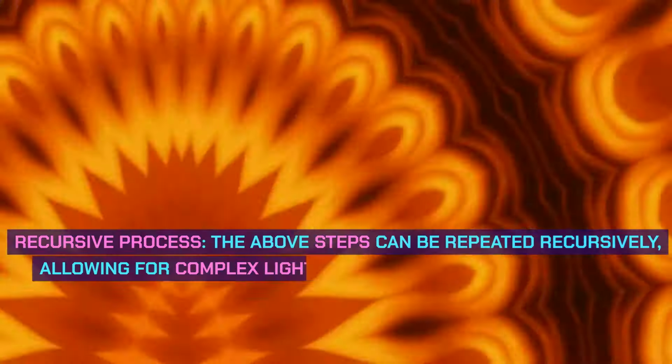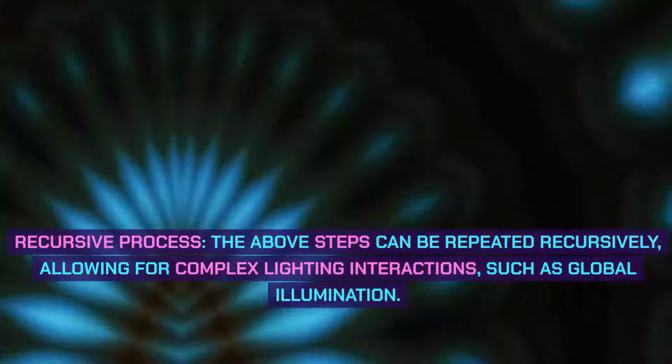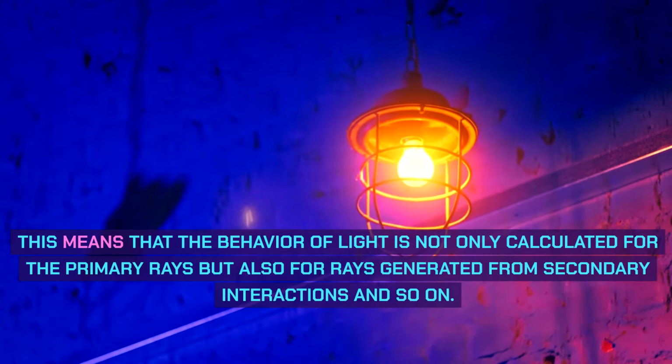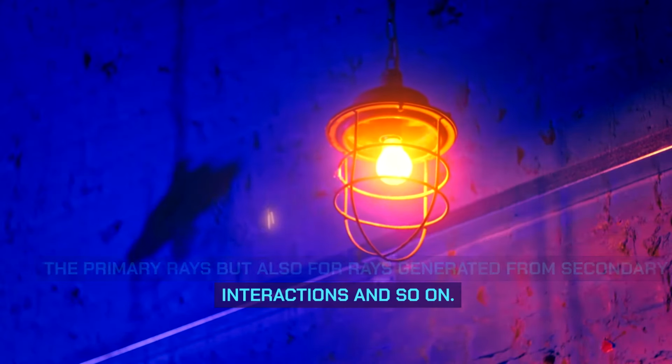Recursive process. The above steps can be repeated recursively, allowing for complex lighting interactions such as global illumination. This means that the behavior of light is not only calculated for the primary rays, but also for rays generated from secondary interactions and so on.